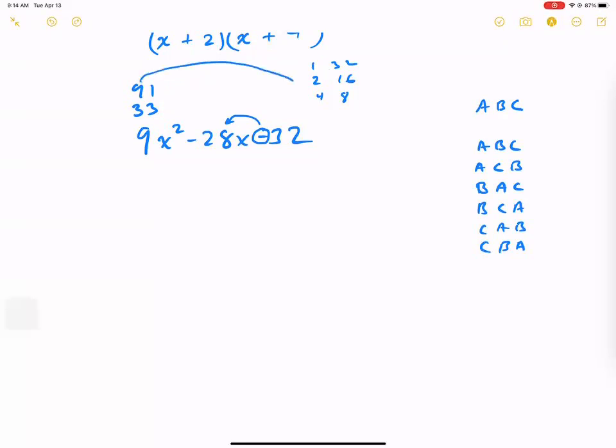So let's try 9 times 4 and 1 times 8. 9 times 4 is 36, and 1 times 8 is 8. Does 36 minus 8 become 28? Does it? 36 minus 8, does that become 28?